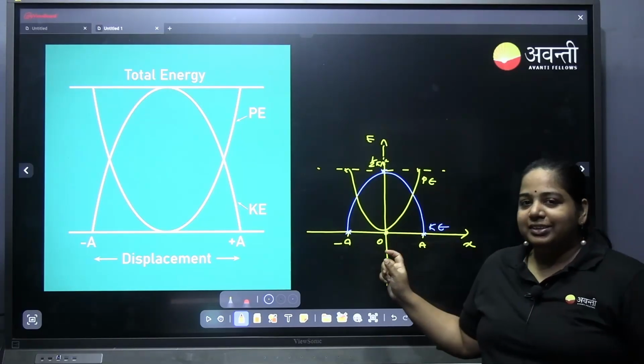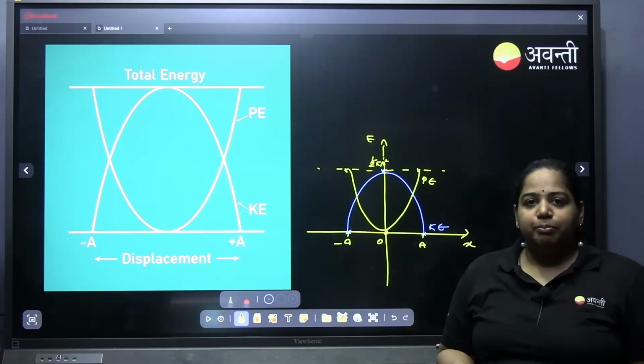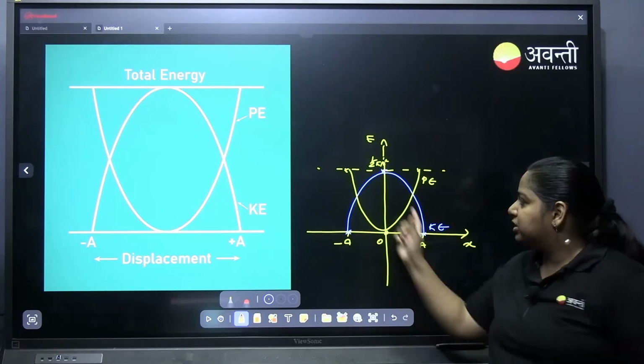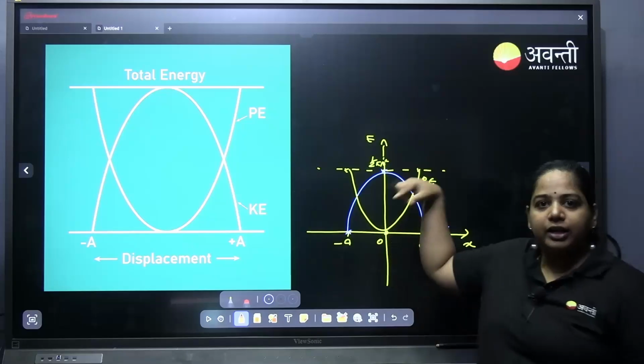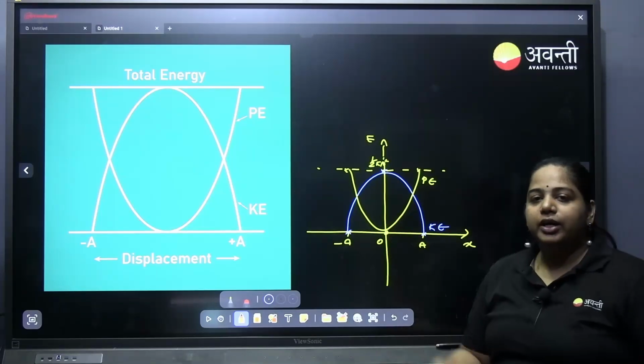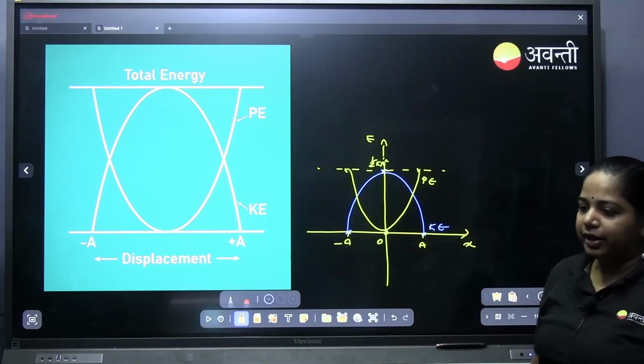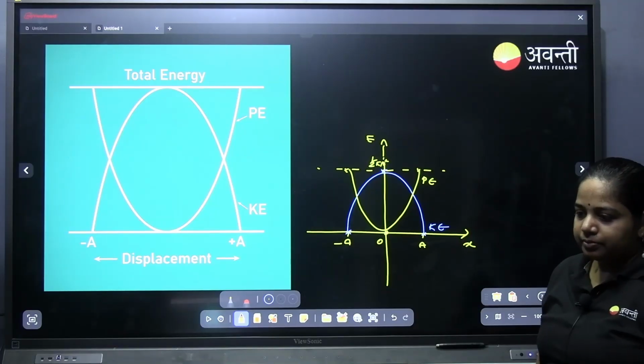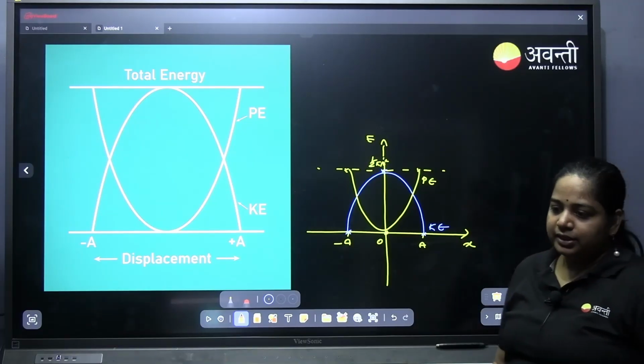For remembering this, remember potential energy we represent using letter U, right? So, its graph is like U. Kinetic energy is the opposite of that. So, you can remember that also. You don't have to get confused. Is there any doubt in this?